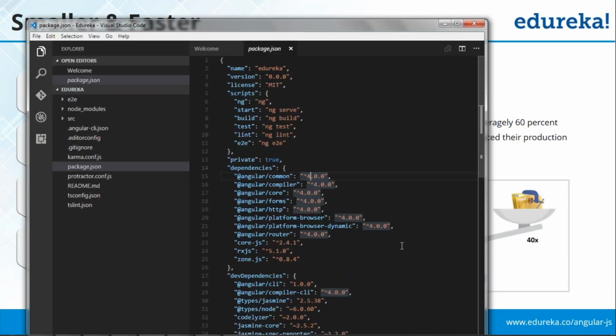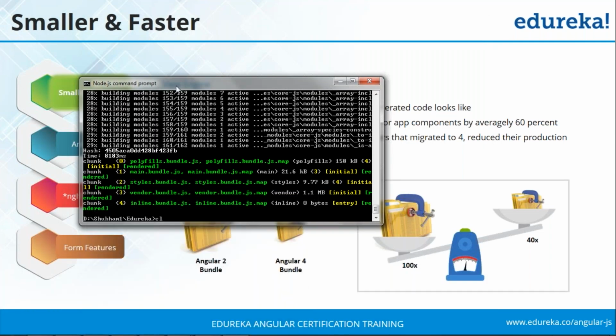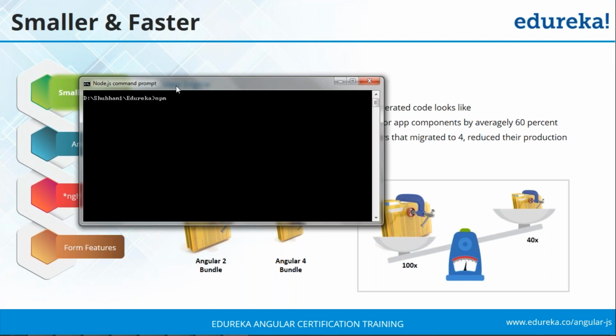Now let us open the project. I will change all the dependencies to 2. I will save this file. I'll go back to the Node.js CMD. Now I will uninstall the dependencies using the npm uninstall command. Now I will clear the cache using the npm cache clean command. Now I will again install the dependencies using the npm install command.